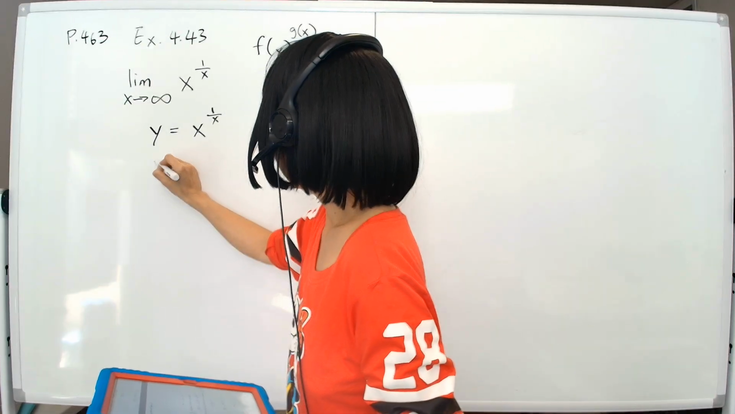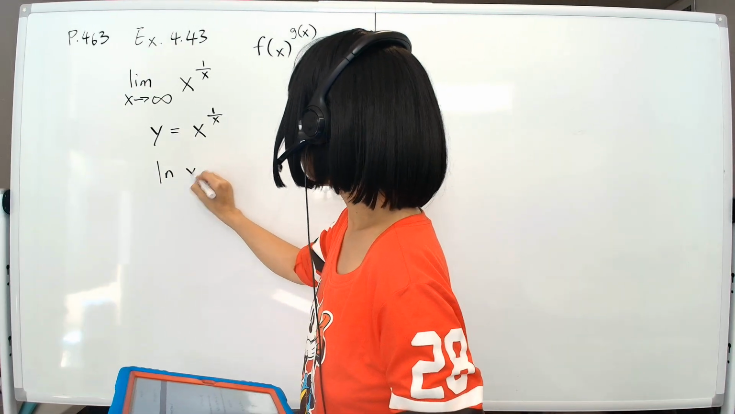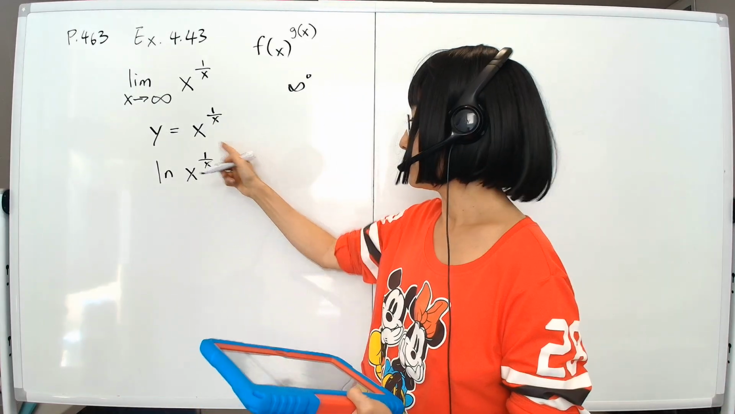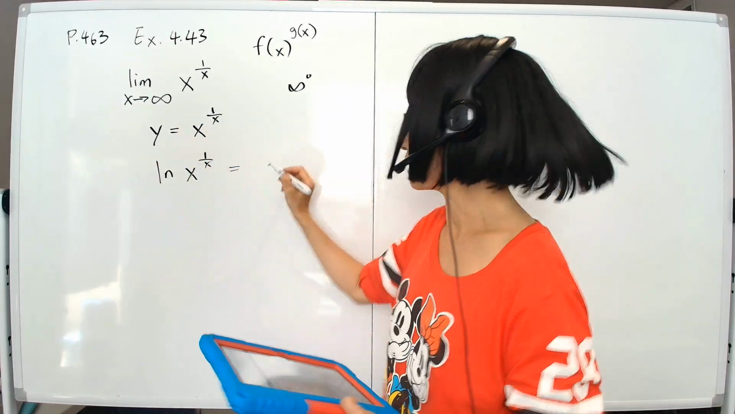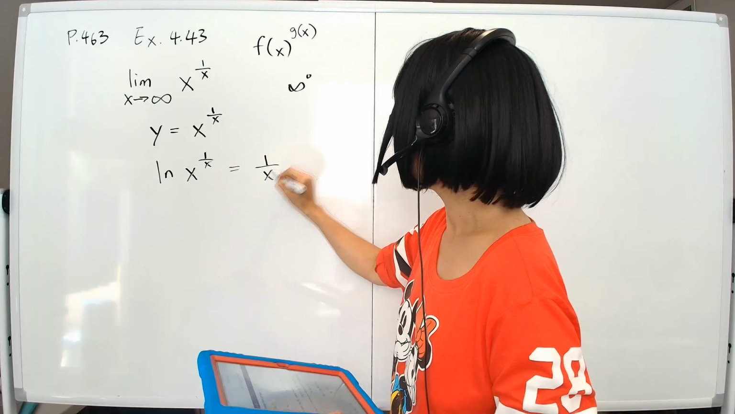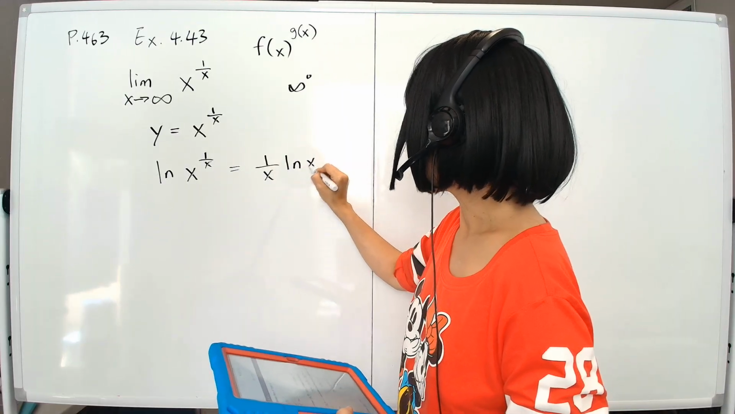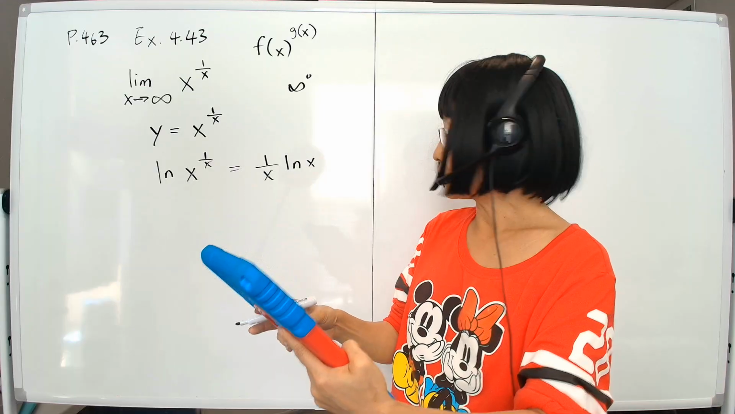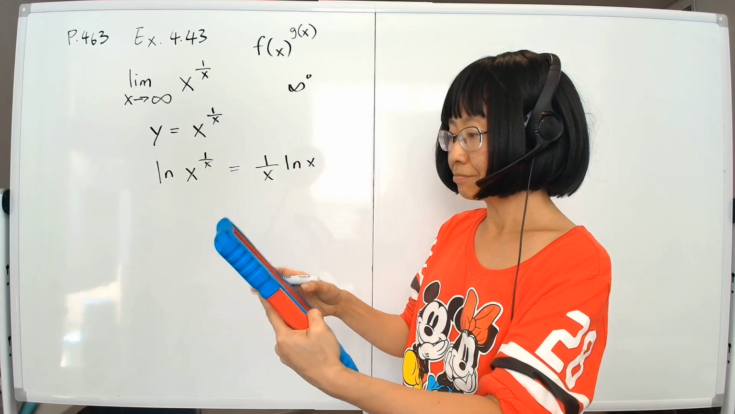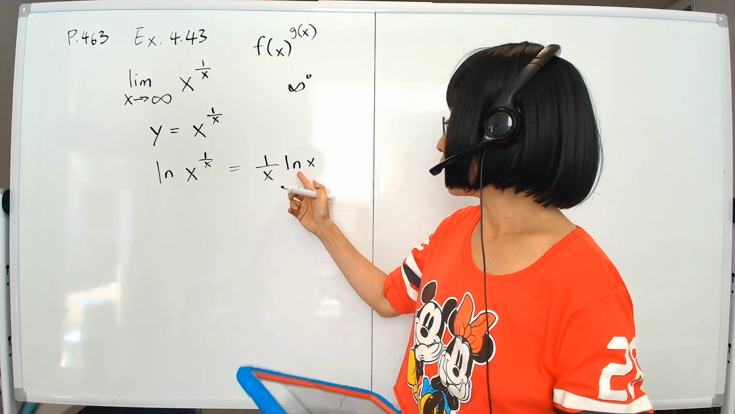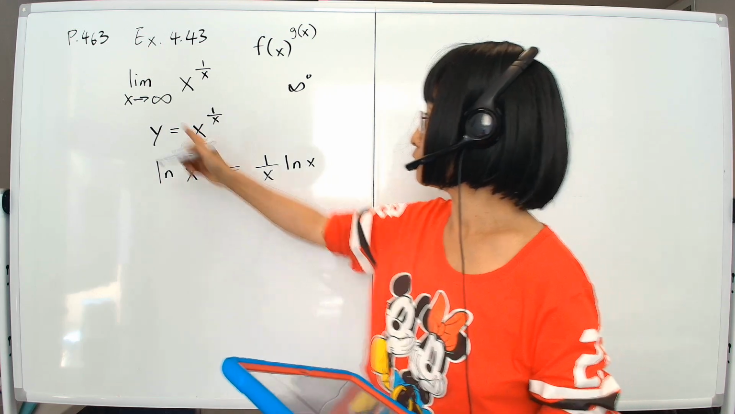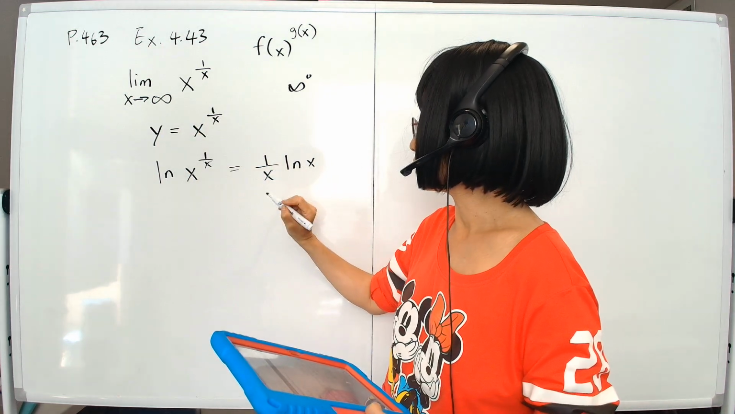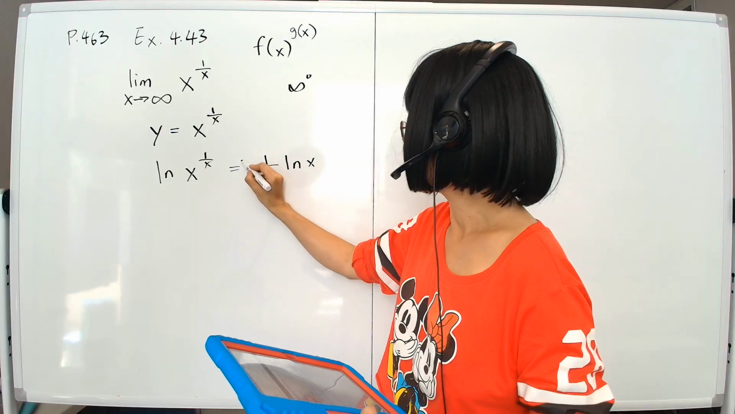So the natural log of x to the power 1 over x, by the rules of the natural log, anything on top can go in front. So that equals 1 over x times the natural log of x. And that looks like a fraction. Then we'll figure out what happens to this thing when x goes to infinity.